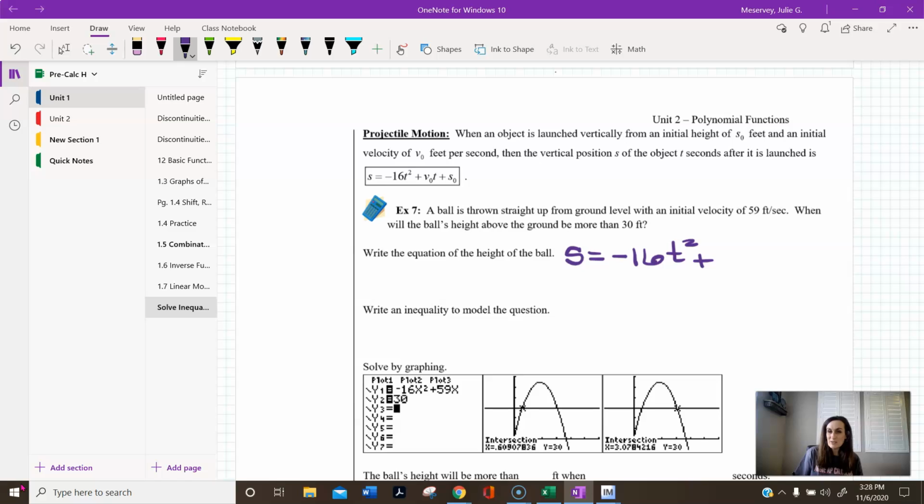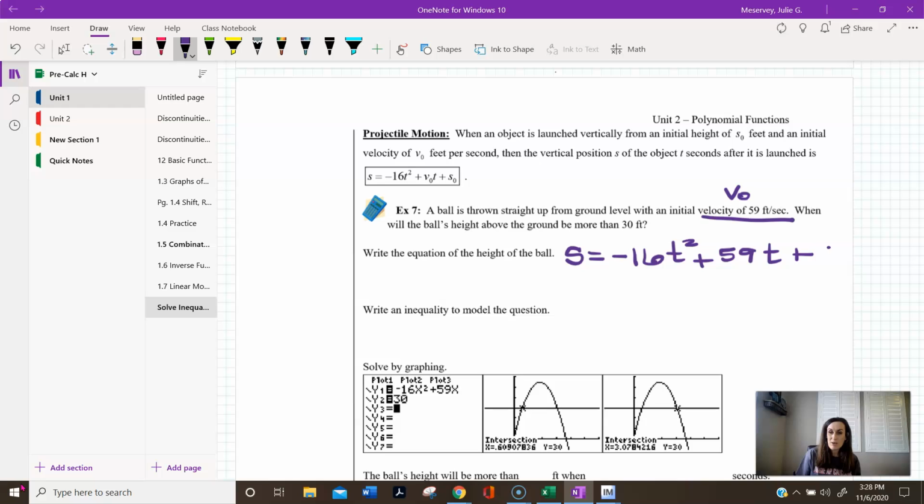It says a ball is thrown straight up from the ground with an initial velocity of 59 feet per second. So this is your v sub o. So 59 t plus, and then S sub o is the initial height of the ball. So the initial height of the ball is 0.